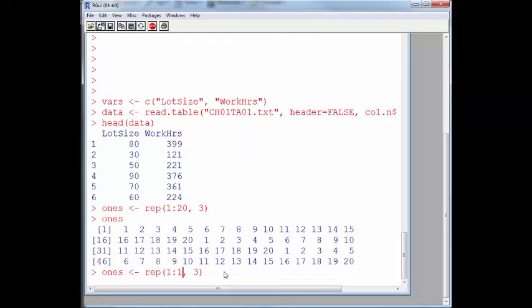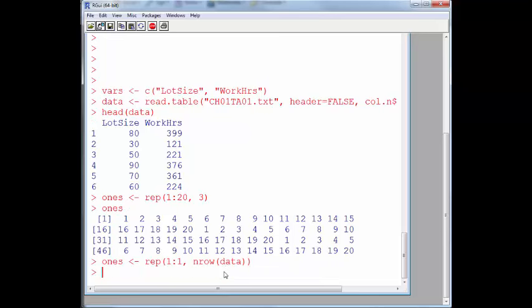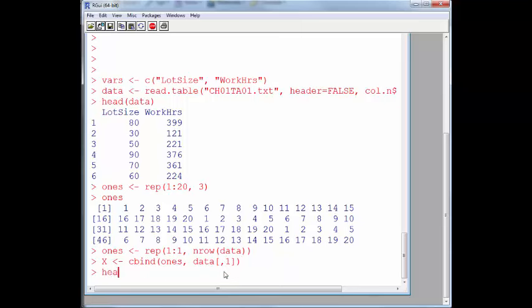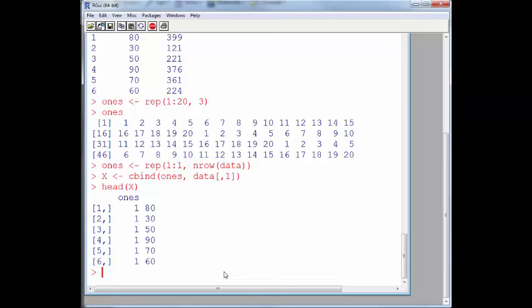I actually want to go from 1 to 1 and do this however many times there are rows in my data set, because I want that column of ones to include in my data matrix X. So X is going to be the ones column-bound with the first column in the Toluca data set. Now if I look at head of X, I'll see that I've got my ones there and then my X variable values right there.